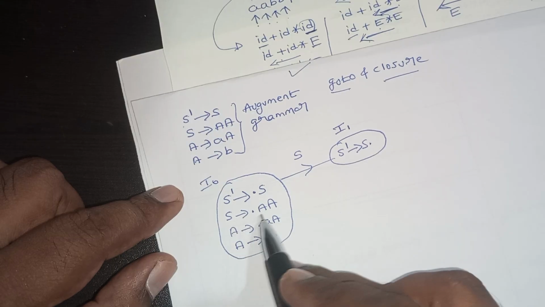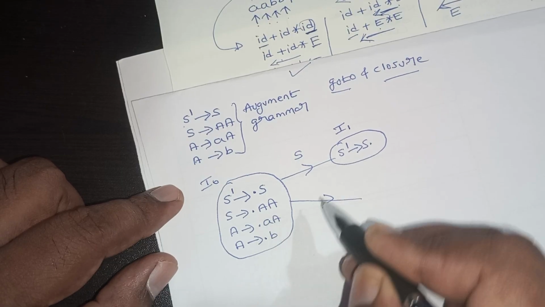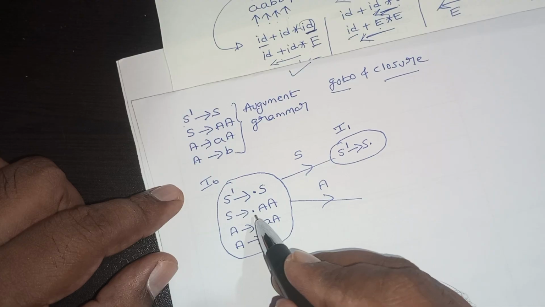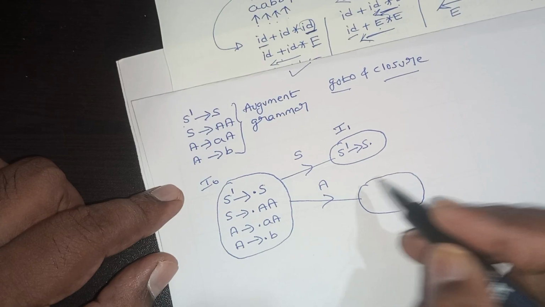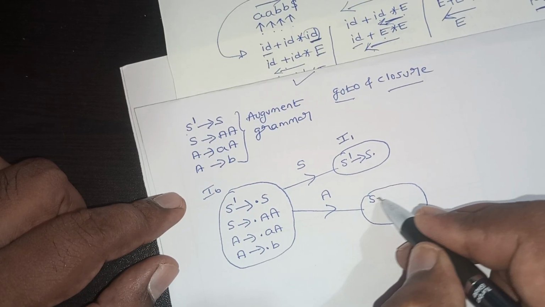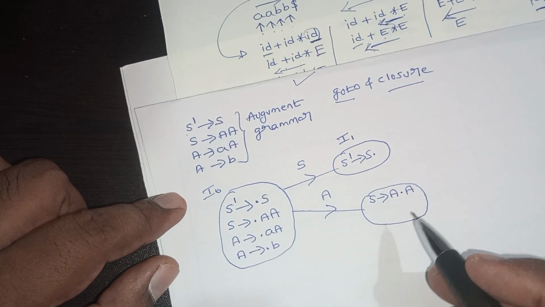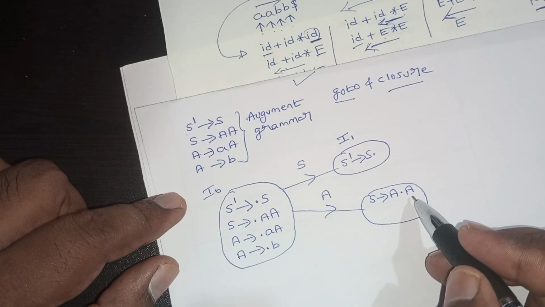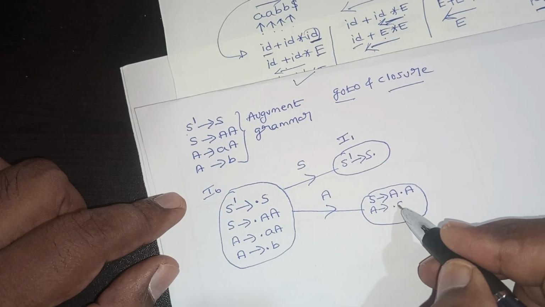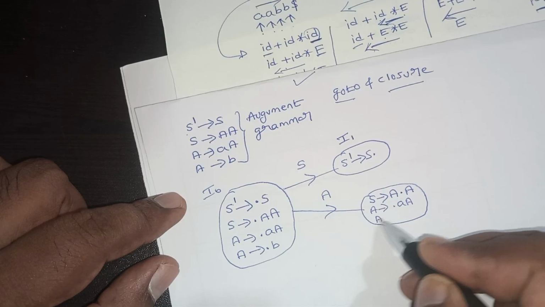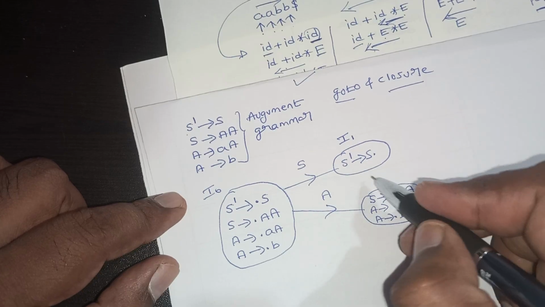Now take the second rule and perform the goto operation. On this A, I have to move this dot to this place. S tends to A dot A. Because there is a dot to the left of A, I have to add all the rules of A: A tends to dot aA, A tends to dot b. You name it as I2.